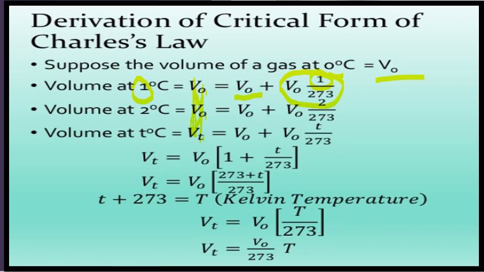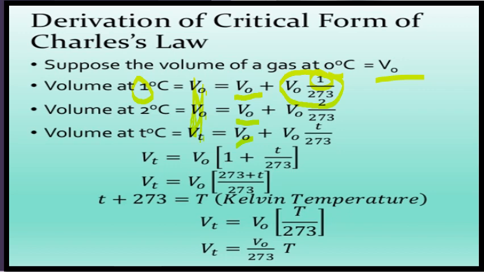Now if we want to get it for a rise of 2 degrees centigrade, you can write it like this. This is the original volume at 0 degrees centigrade plus an increase in the original volume by the factor of 2 upon 273, because there is a 2 degree rise in temperature. So it will be written as 2 upon 273. Similarly, if you want to get the volume at T degrees centigrade, you have to write it as V naught, the original volume, plus an increase in its original volume by T upon 273, right?